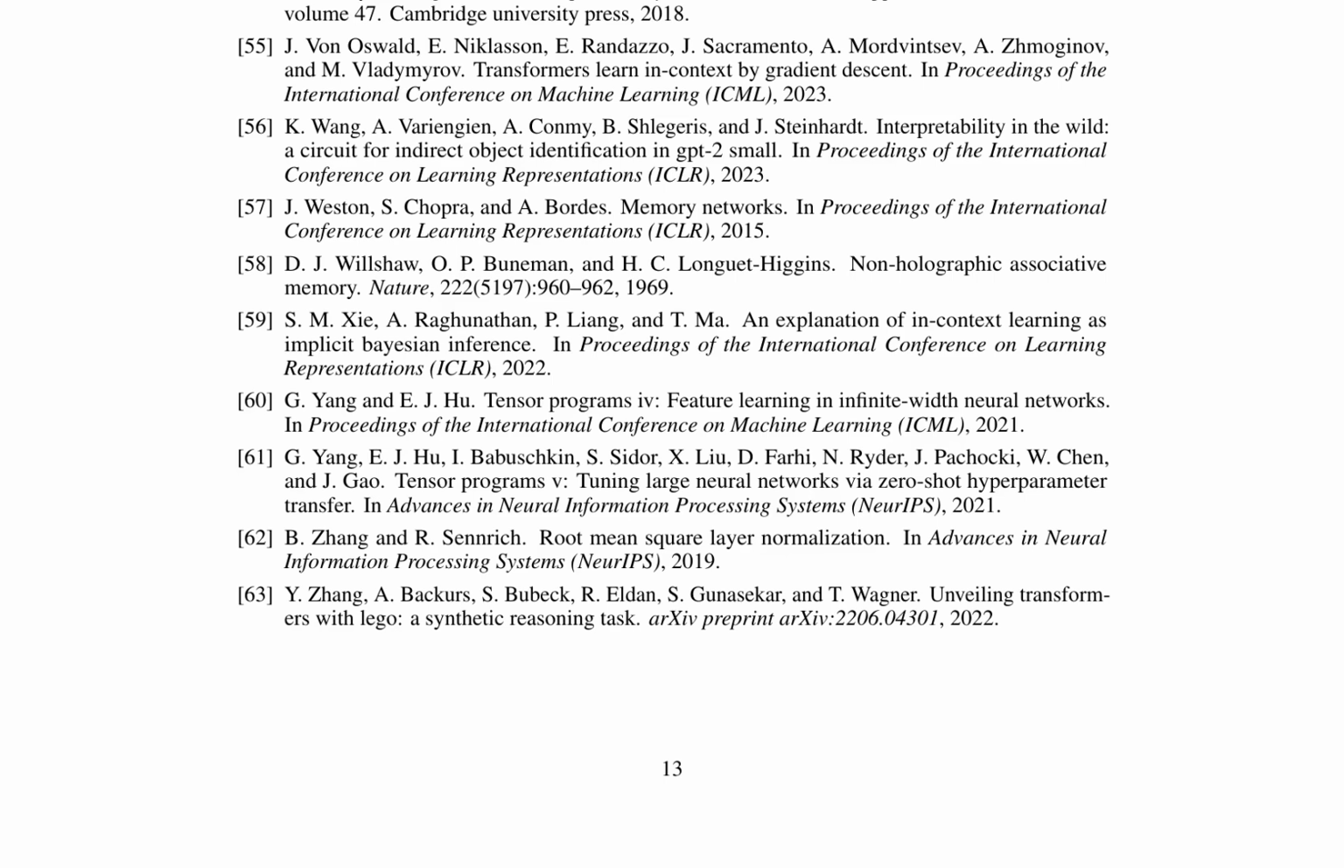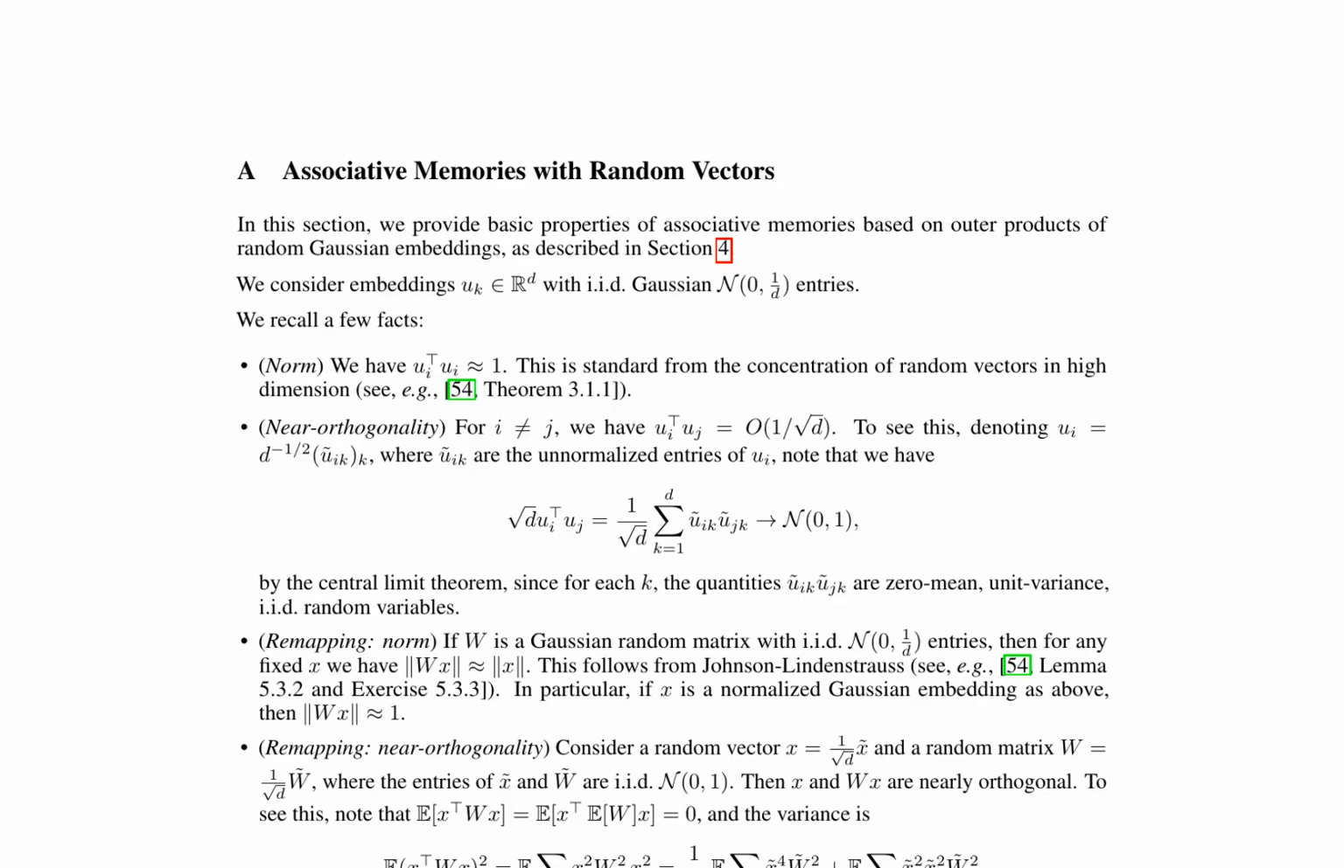They also demonstrate that if W is a Gaussian random matrix, then for any fixed x, the norm of Wx is approximately equal to the norm of x. Furthermore, they show that if x is a normalized Gaussian embedding, then Wx is nearly orthogonal to x. The authors then discuss the remapping properties of these embeddings, including the norm and near orthogonality properties. They demonstrate that these properties hold with high probability, and that they are essential for ensuring correct associations in associative memories. However, they acknowledge that a precise analysis of these properties is an important direction for future work.